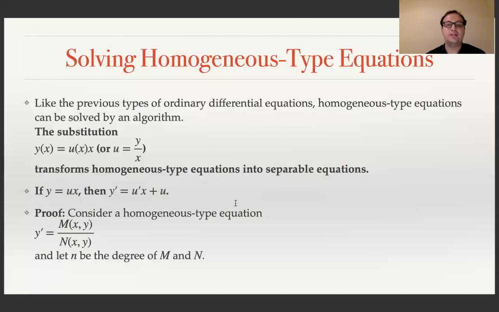So let us prove that this substitution always works. Consider any homogeneous type equation, y prime is equal to M of x and y over N of x and y. And let n be the degree of both M and N. So M and N are supposed to be homogeneous functions of the same degree. This is a homogeneous type equation.